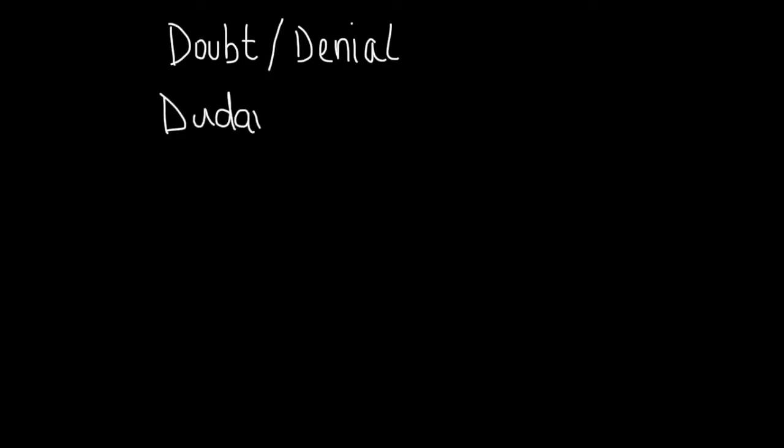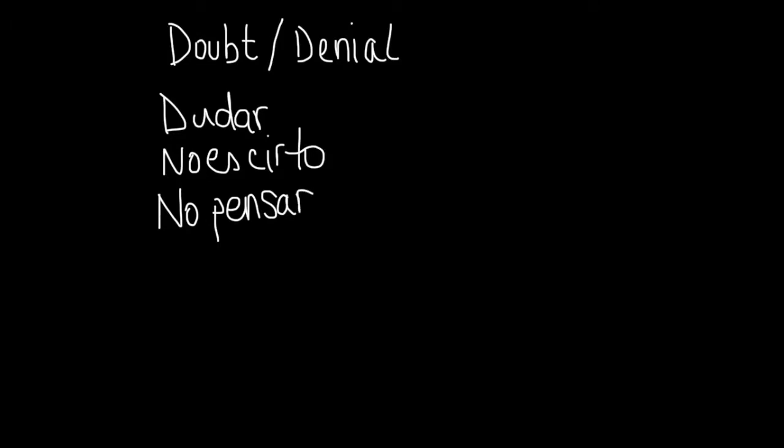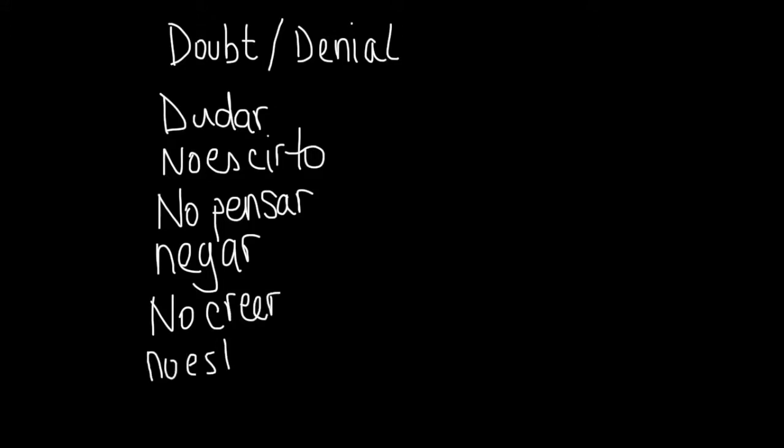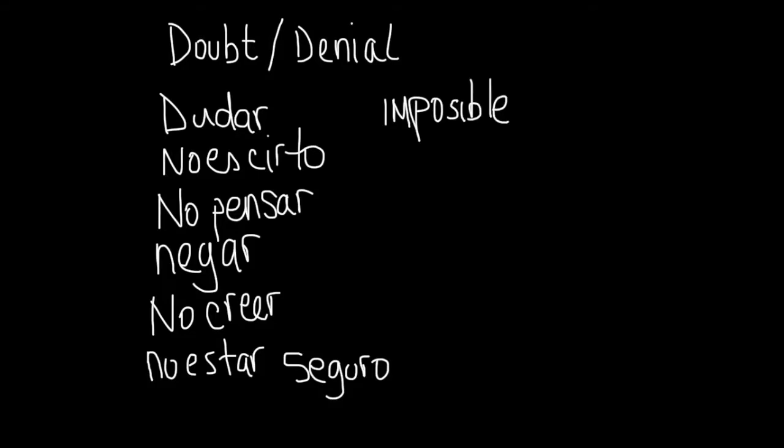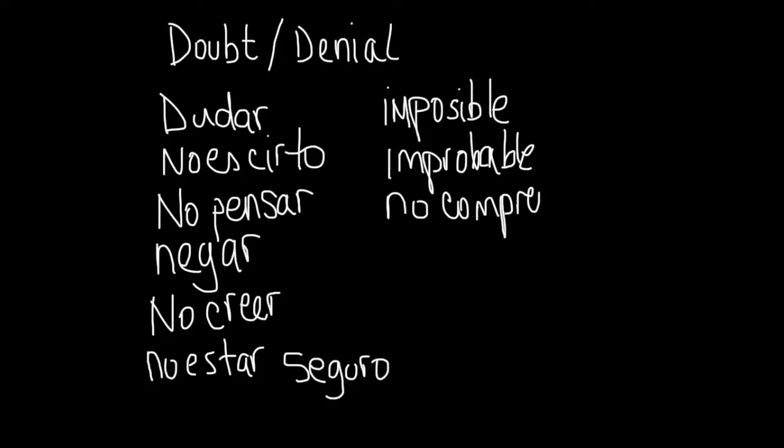So now let's take a look at the D of our weird acronym. Doubt and denial. So with the verb dudar, no es cierto, and there's a typo there, should be an E in between I and R. No pensar, negar, no creer, no estar seguro, imposible, improbable. No comprender.